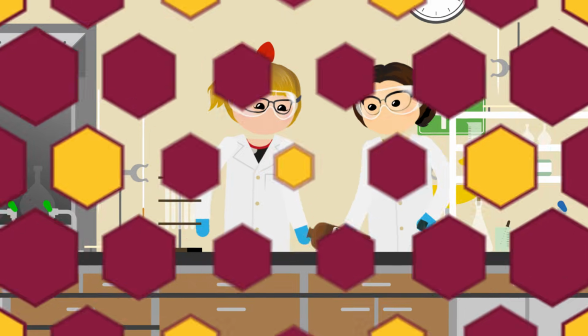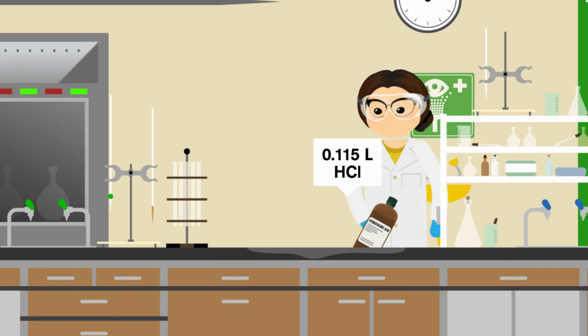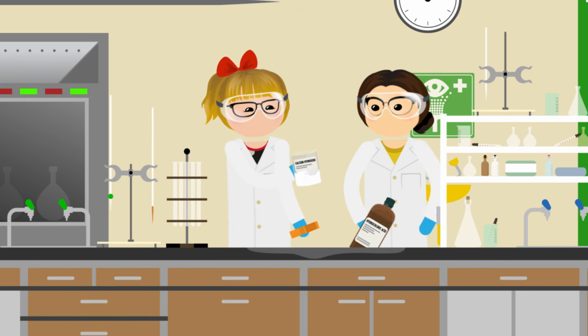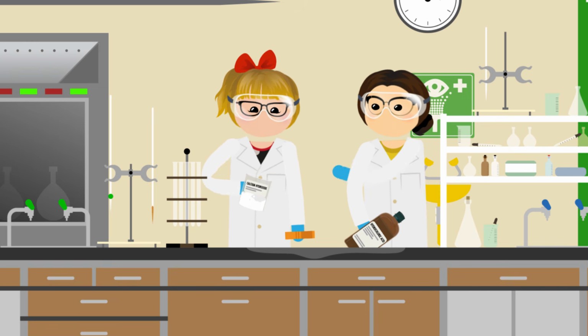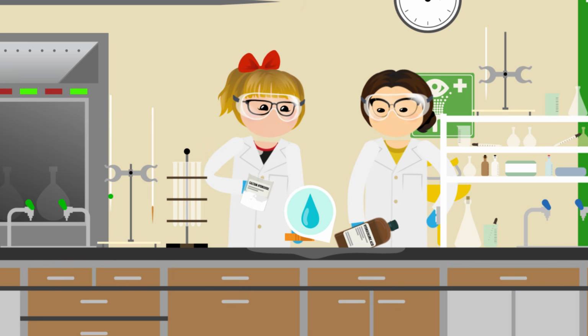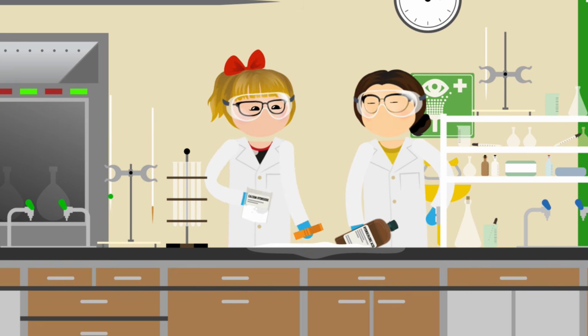These kinds of reactions produce water and a type of salt. Let's say we work in a chemistry lab where someone accidentally spills 0.115 liters of hydrochloric acid. One way to resolve the problem would be to apply calcium hydroxide, which is a basic substance, to it. Since acid-base reactions produce water, a neutral substance, adding a base to an acid can neutralize it so it isn't dangerous to the people in the lab.